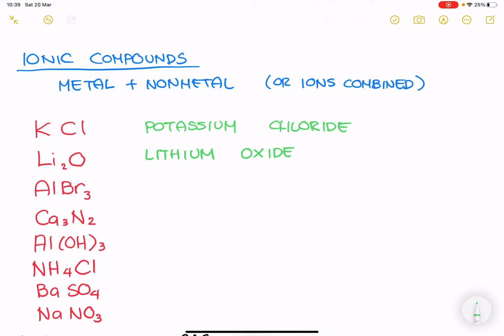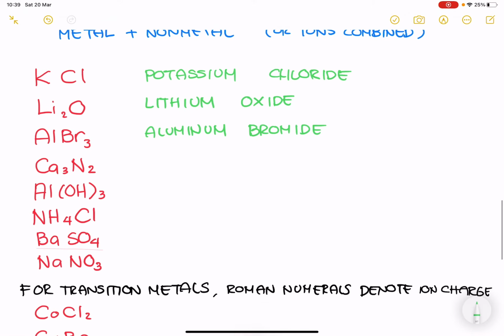The next one here is aluminum, and I have bromide ion, brom, IDE. Next, calcium, nitrogen, so it will be called nitride.